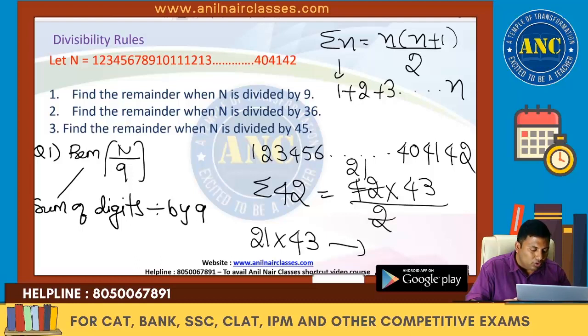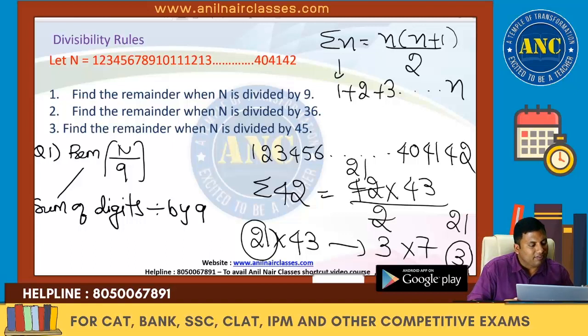You don't need to do the multiplication. 2 plus 1, it is 3. 3 plus 4, 7. 3 7s are 21. 2 plus 1, 3. Answer for the first question is 3.